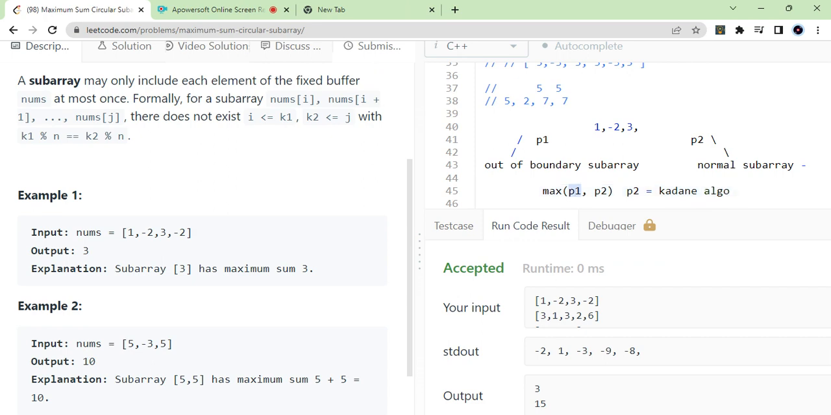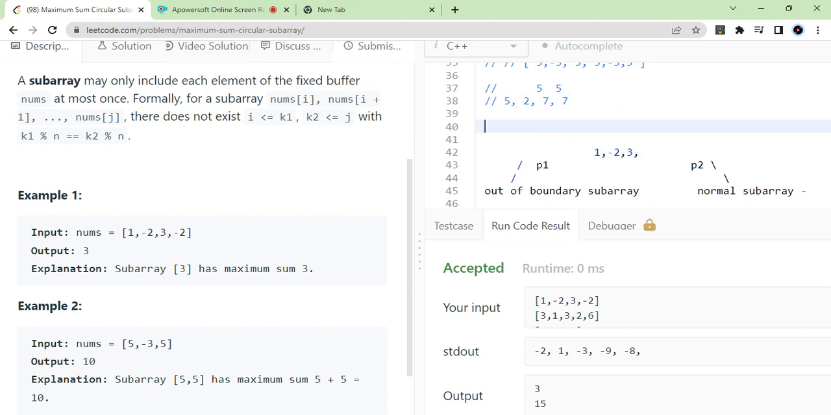The P1 is just the out of boundary subarray. Now you have to form logic such that you are only dealing with out of boundary subarrays: some elements from the beginning, some elements from the ending. How can you take that? You can take that in multiple ways. Let me just give you an idea about this.